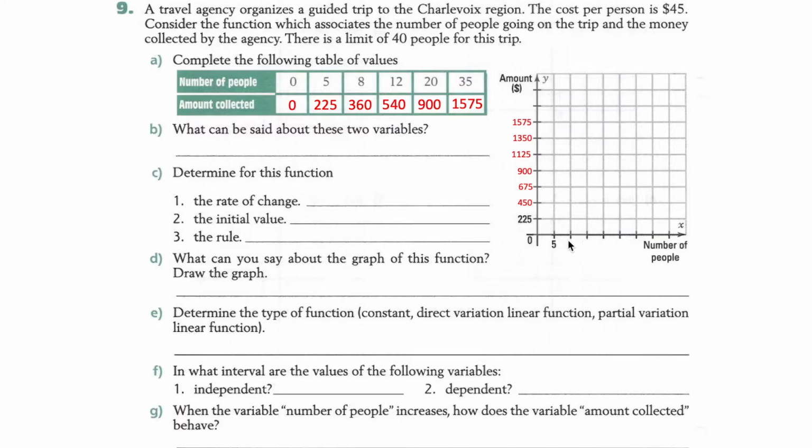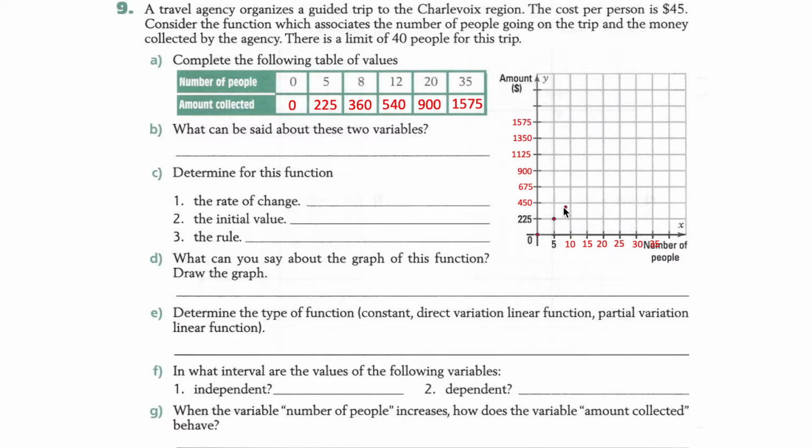And if this is 5, then this should be 10, and then 15, 20, 25, 30, 35, and the next one would be 40, and so on. 0, 0 is right here at the origin, so I put a little dot there. And then 5, 225 is going to be right here. And then this one's hard to find, 8 and 360. Where's 360? It's kind of wonky to find.